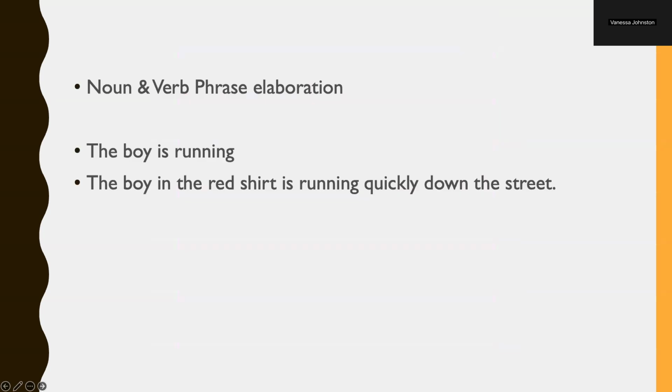The noun and verb phrase elaboration, so becoming more descriptive. So we have the boy is running. Now we have the boy in the red shirt is running quickly down the street. So that noun phrase elaboration, we went from the boy to the boy in the red shirt. So elaborating on that noun. Verb phrase elaboration, we had is running, and now we have is running quickly down the street. So not only how he is running, but where he is running. So elaborating on those. And a lot of times, our students who have language disorders do have difficulty with some of that elaboration.